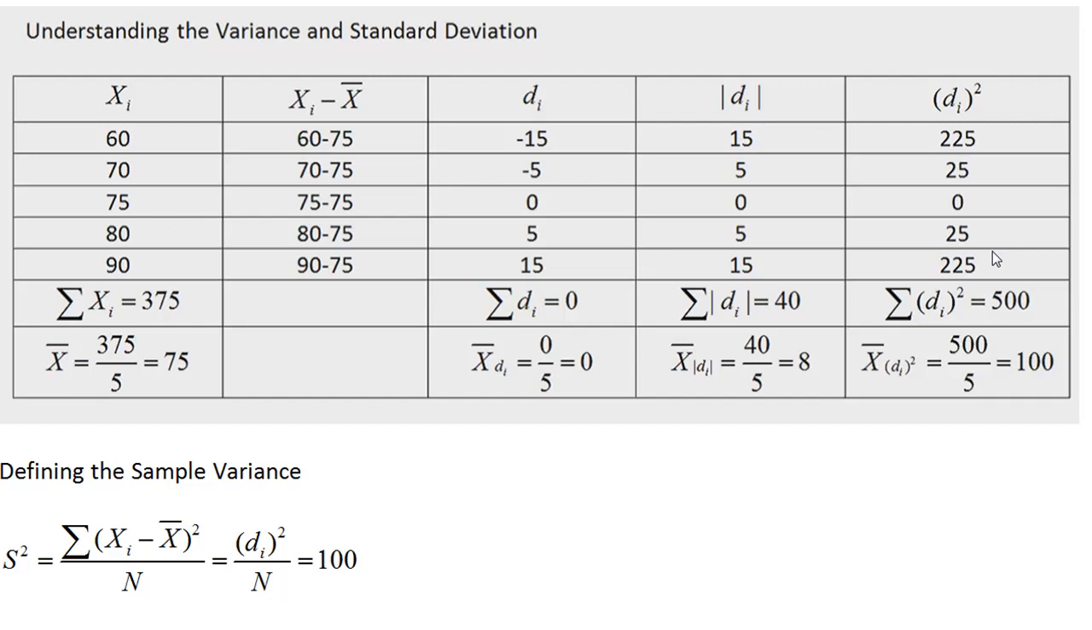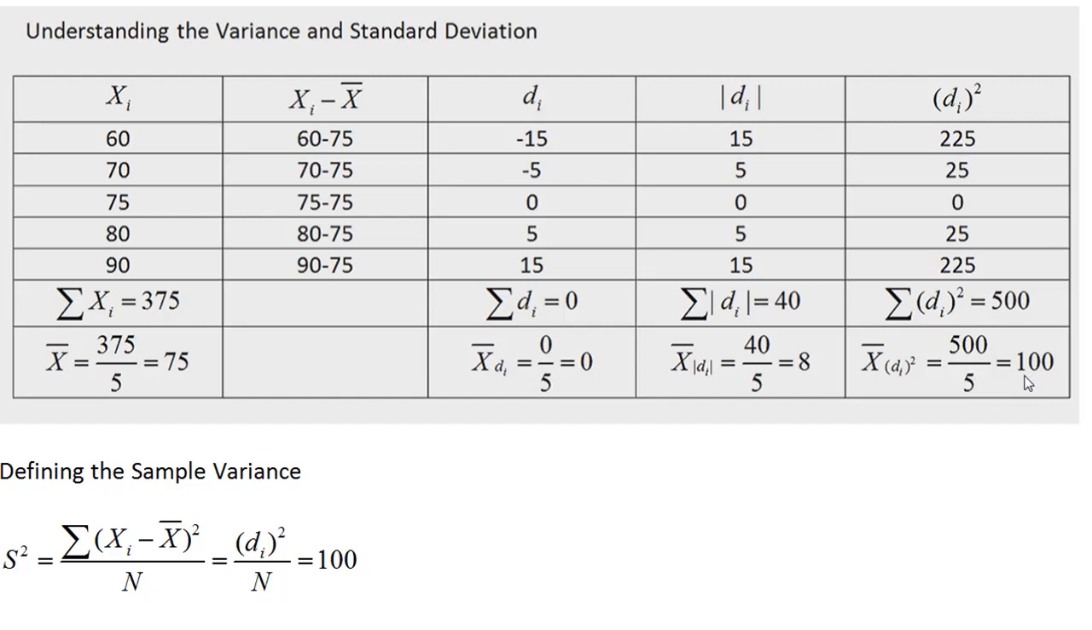Again, by squaring the number, you get rid of the negative signs, and therefore, what condition have we avoided? We've avoided that sum of deviations equaling 0. Now we have the sum of squared deviations, and that, in this case, is equal to 500. 225 plus 25 plus 0 plus 25 plus 225 is equal to 500. The sum of squared deviations. Well, as before, as for the absolute value and just the sum of deviations, I'm going to take the mean. So the mean of the squared deviations is equal to 500 divided by 5, and that's equal to 100.